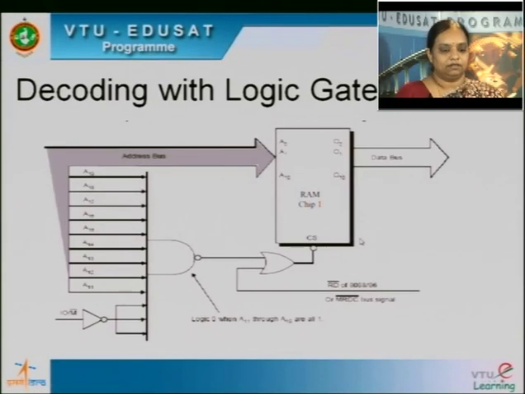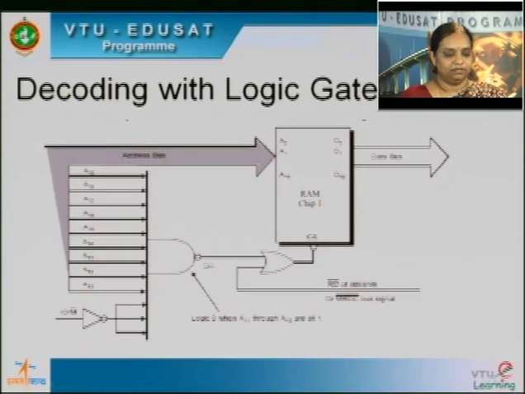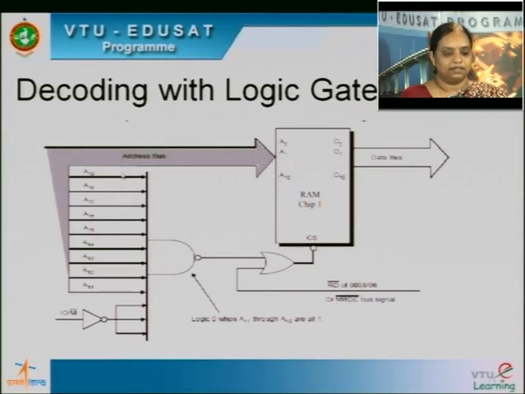So the decoding, as I said, there are many types. The first simple decoding is with logic gates. The simplest logic gate is a NAND gate. The chip select is generally active low, and the NAND gate output is also low. So the NAND gate output can be used directly for the chip select, or in some cases you can also activate this if it's a RAM with a memory read. So the address line, as I said, is connected directly to the RAM.